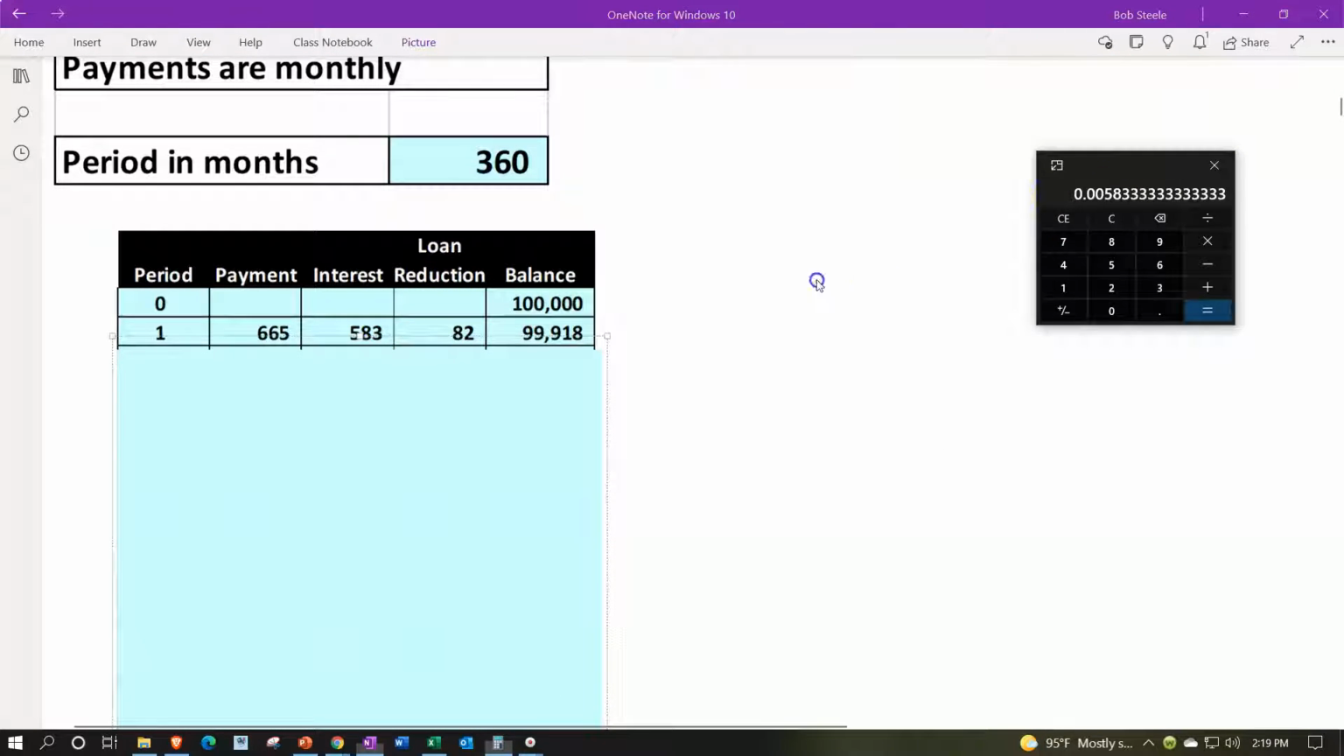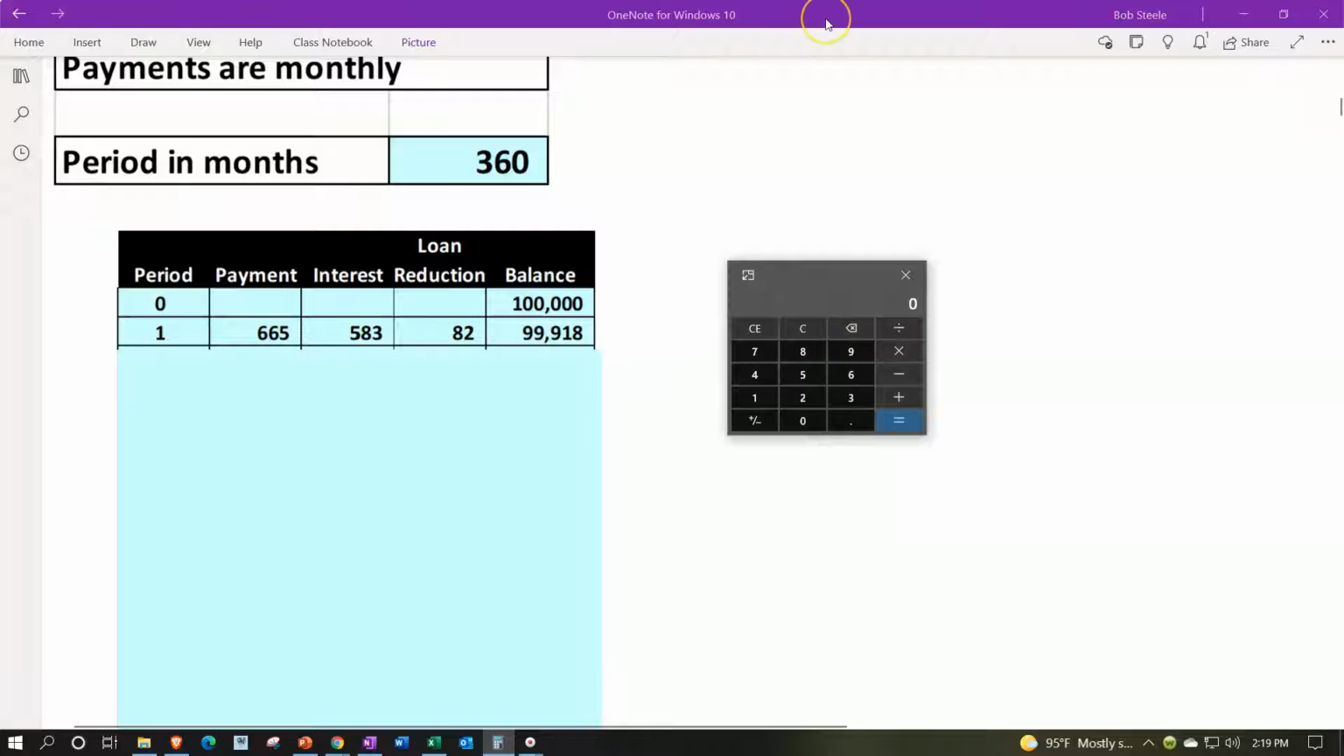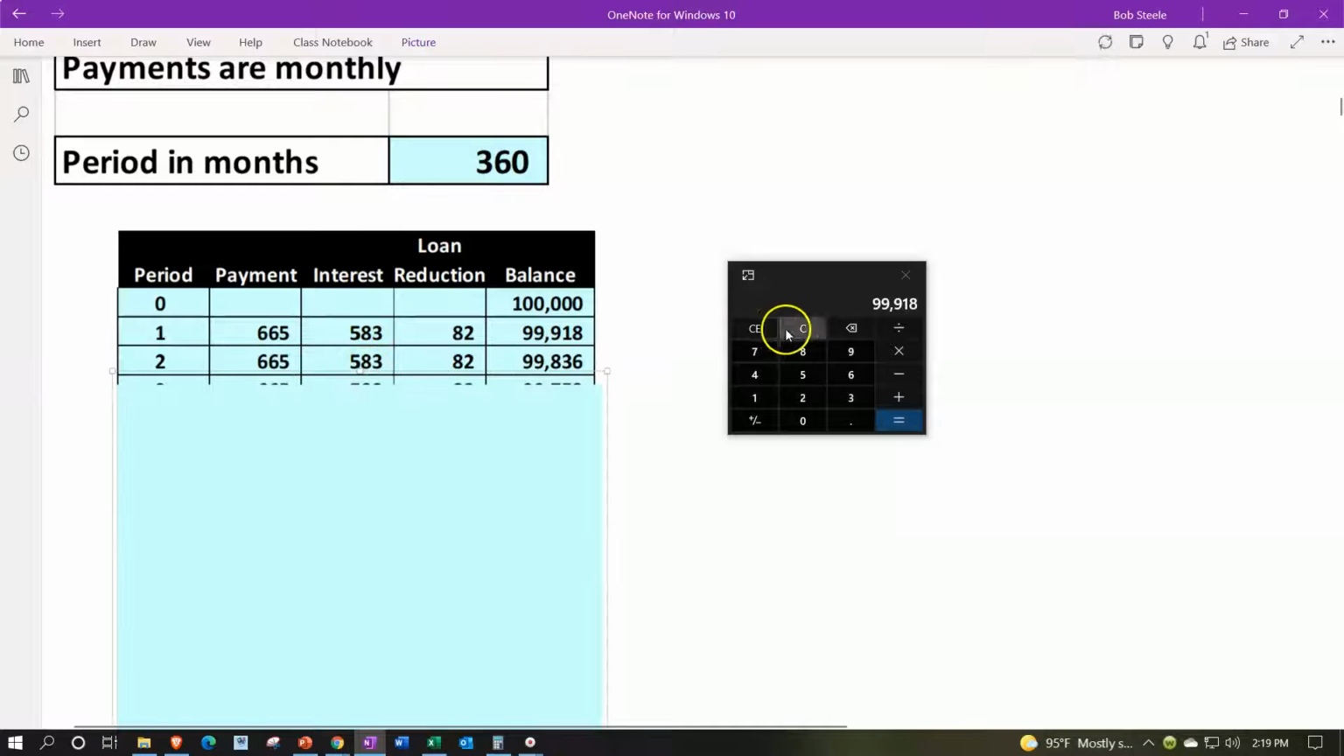And the interest calculation, if we calculated this out, would be the 100,000 times the rate of 0.07. And that would be for a year. So we got to divide that by 12, and that would give us about that 583. And so if we take the full payment of the 665 minus the 583, we have a difference of 82. If we take the 100,000 minus the 82, then we get that 99,918. We can continue this process down.